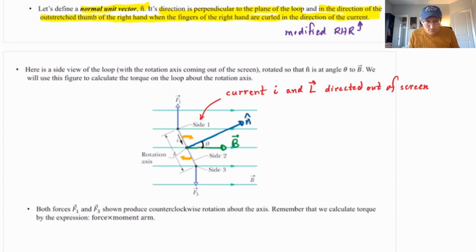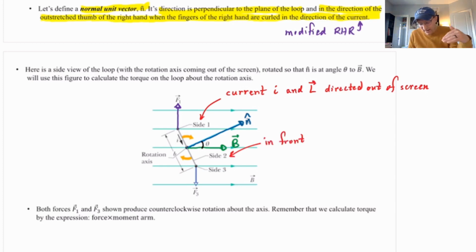Okay? And when we do I times L cross B, the B is now going to the right, we get a force on that side that is vertically up. Notice that's labeled F1, force on side 1. All right, notice the label here, side 2. It's right there in the front.